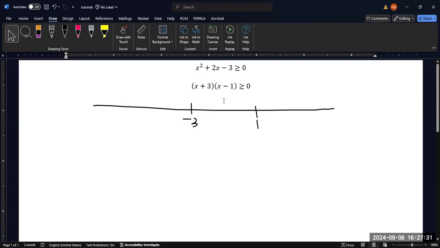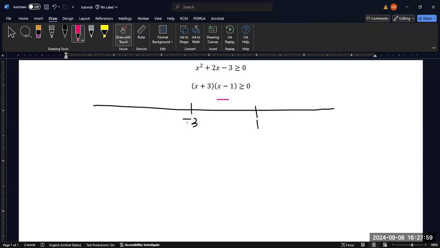So let's say I put in the value of 0. If I put in the value of 0, I can see that in my original equation, I'm going to get negative 3. Again, ignore the inequality for a moment. This side of the equation is going to be negative 3. I can also see that if I put 0 into here, I'm going to have 3 times negative 1 is going to be negative 3. So that means that this region of the graph is going to be negative.